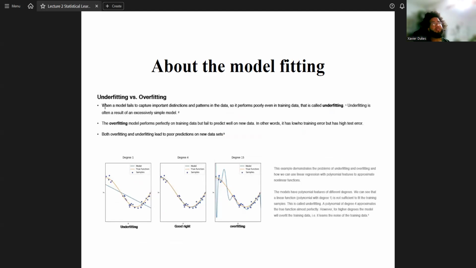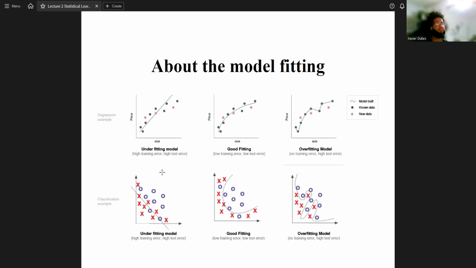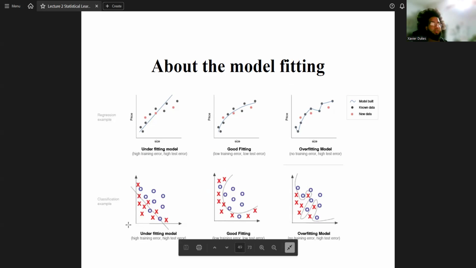So here we have underfitting versus overfitting. When a model fails to capture important distinctions and patterns in the data, it performs poorly even on training data. That's called underfitting. Underfitting is often a result of an excessively simple model, all right? An excessively simple model would be a linear regression model, so not a high enough degree polynomial. It doesn't have any turns, twists, or any capability to accurately model the data.